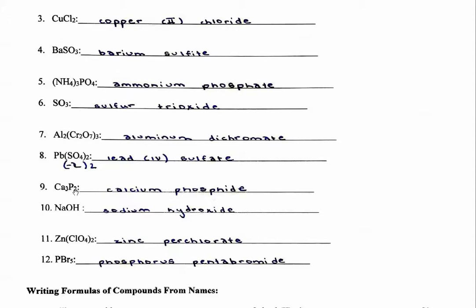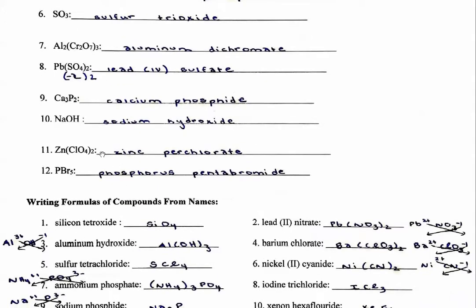Okay. Ca3P2, calcium, this is a metal. I know it's charged. It's not a transition metal or group 4. It's a +2 charge always, so it's just calcium phosphide. NaOH, I know the charge is sodium always, so it's sodium. My polyatomic ion is hydroxide. Zinc. Zinc is one of my exceptions. It's a transition metal, but I know its charge is always 2. So this is just going to be zinc. My polyatomic ion is perchlorate.